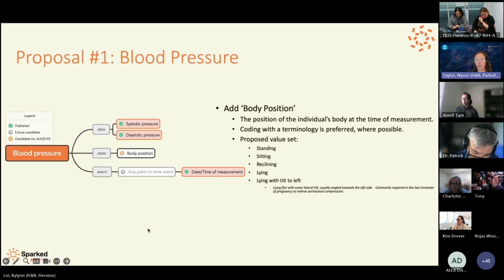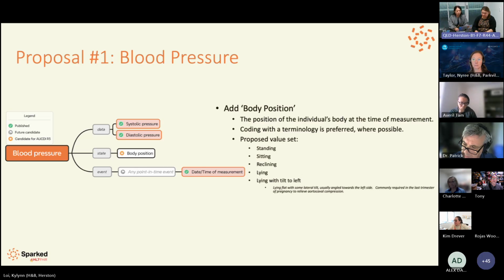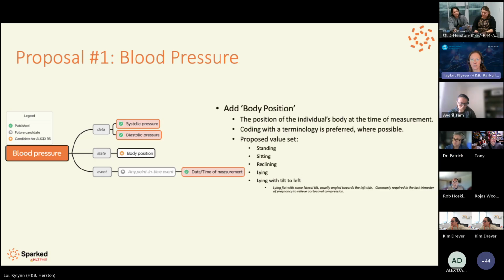Okay, so we are now reaching a point where we need you to vote, and we're going to jump to a Menti to be able to do that. So before I do that, has anyone got any questions around this proposal for blood pressure as we move forward and start building out AUCDI R3? Yes, I think Rob has got a question.